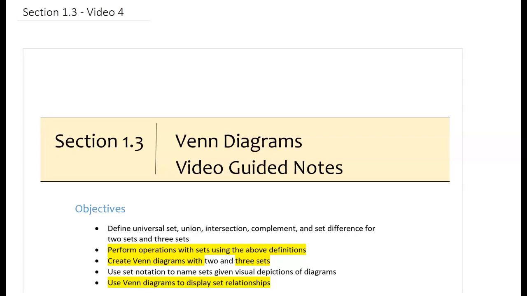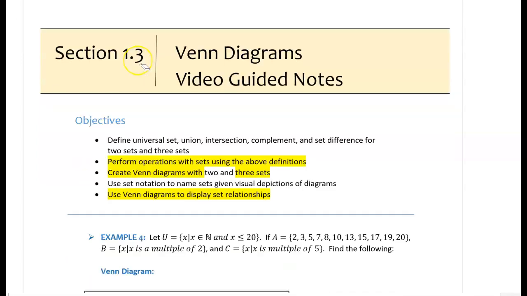Section 1.3, Venn diagrams, video 4. We will cover the following objectives. Perform operations with sets using the above definitions, which are universal set, union, intersection, complement, and set difference for 3 sets. Create Venn diagrams with 3 sets, and use Venn diagrams to display set relationships.